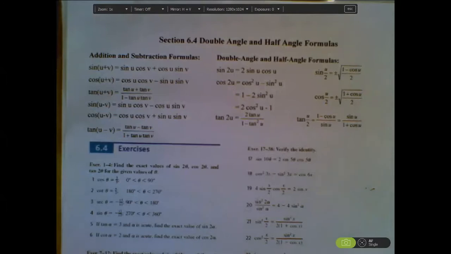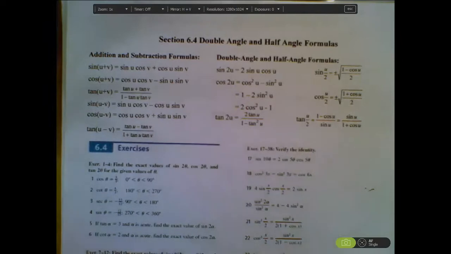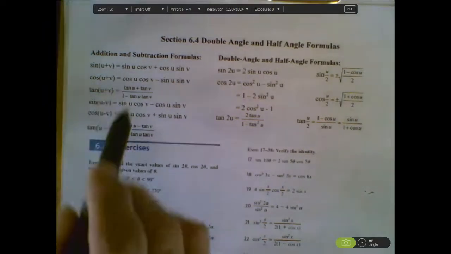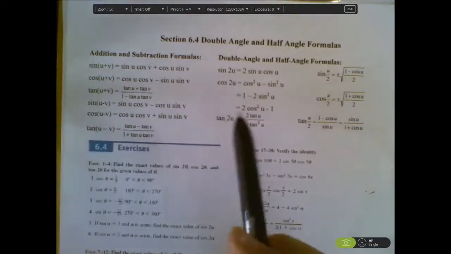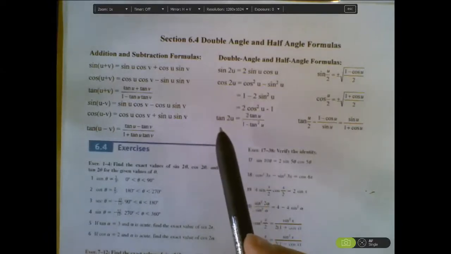That allowed us to find the exact value of any trigonometric function that we would not have been able to find without the addition and subtraction formulas. So in 6.4, we have double angle and half angle formulas.